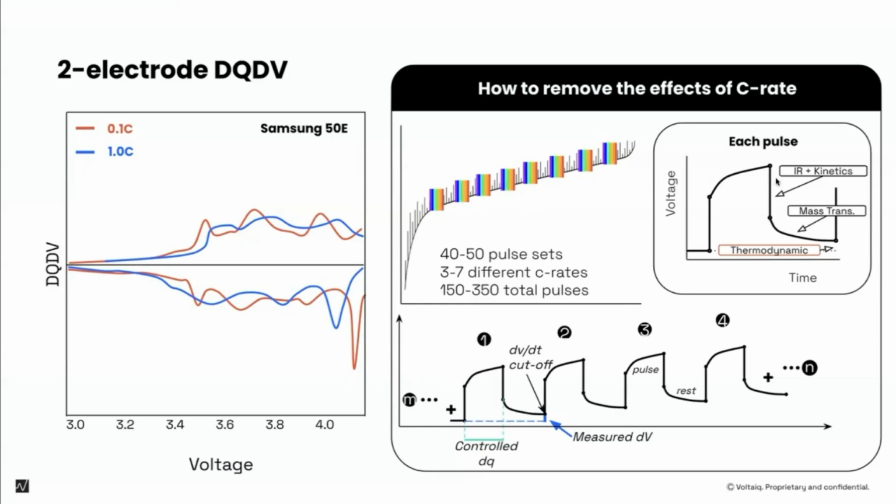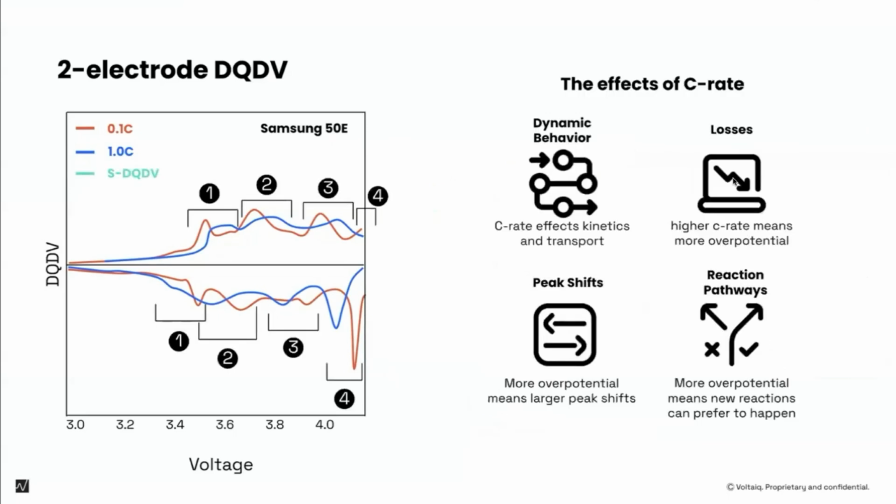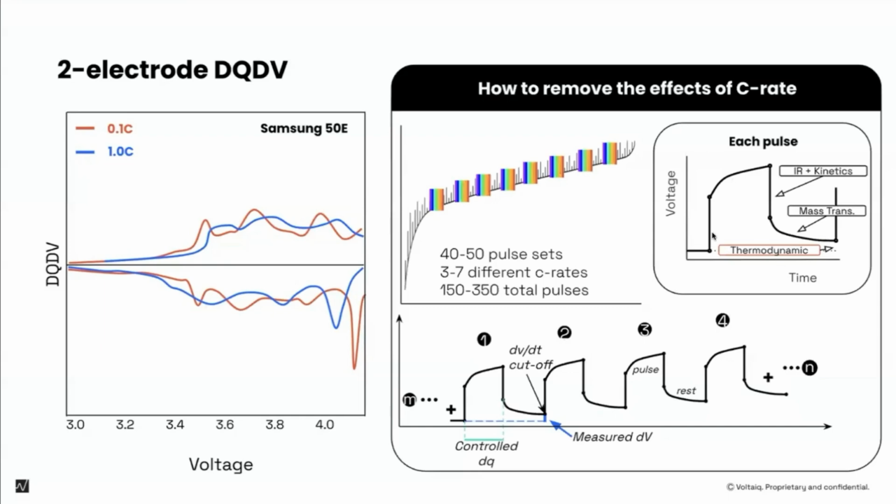So the reason voltage changes after you've removed the current, so here I have a pulse, and I've removed the current right here. And after I've removed the current, the voltage continues to change. That voltage continues to change because of kinetics and transport. Eventually, that voltage stops changing. When the voltage stops changing, now you've reached a point of rest. And now you're looking at just how much did the thermodynamics change during that pulse.